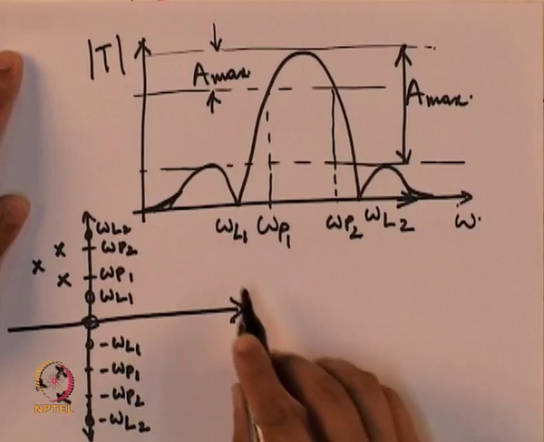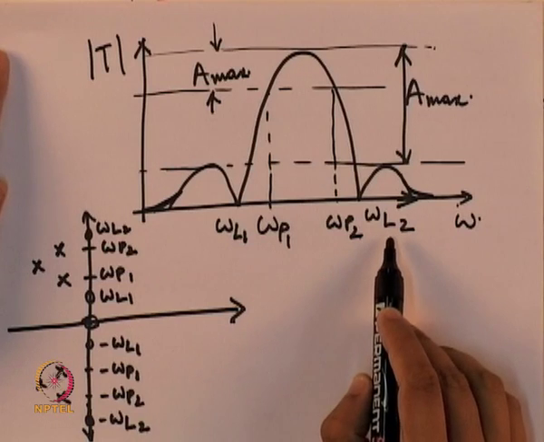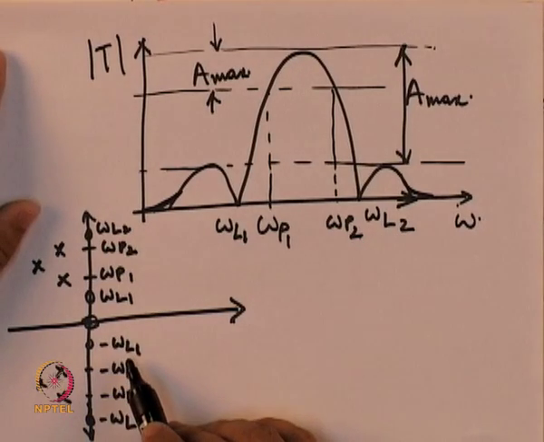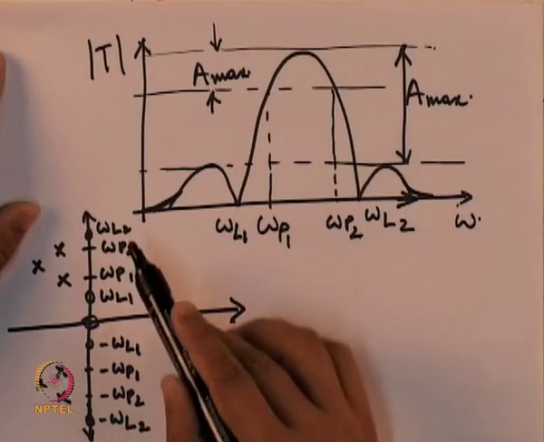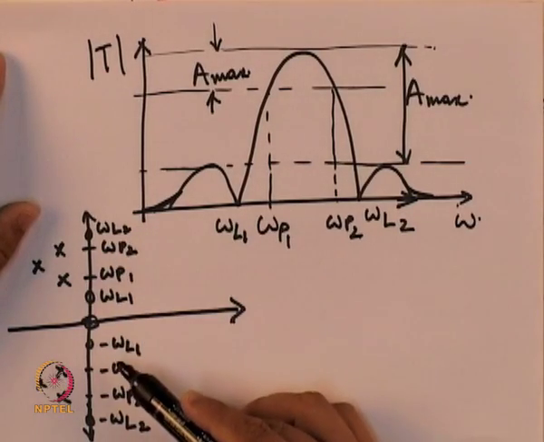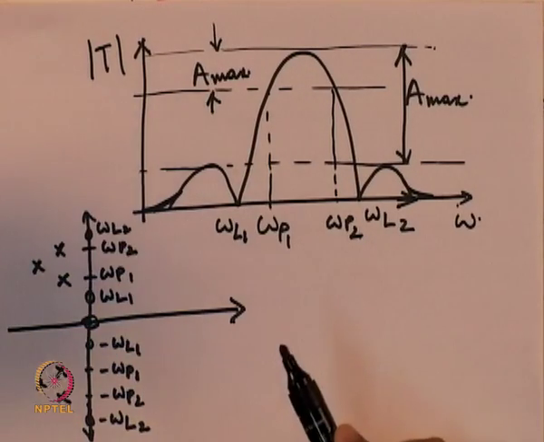which means that at omega L1 and omega L2 there should be a zero present, and not only at omega L1 and omega L2, also at minus omega L1 and minus omega L2. So, that is what we have represented here. Omega L1 and omega L2 have 2 zeros. Similarly, at minus omega L1 and minus omega L2 we have another 2 zeros.